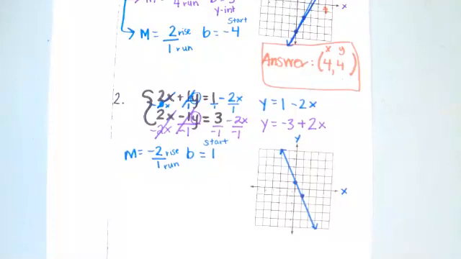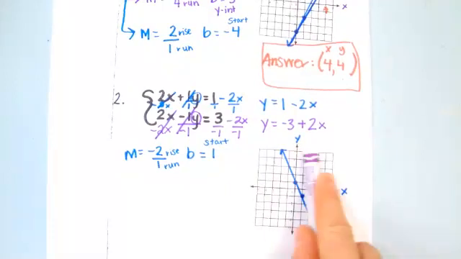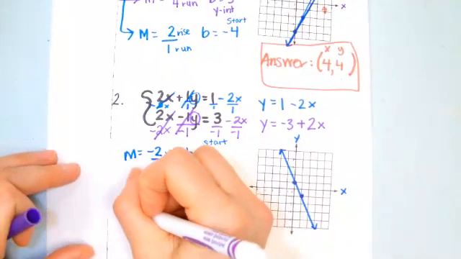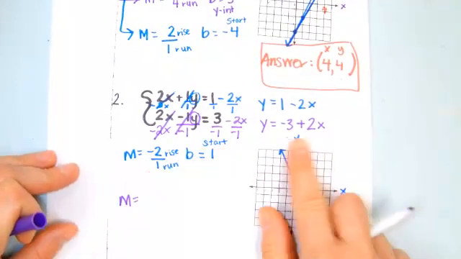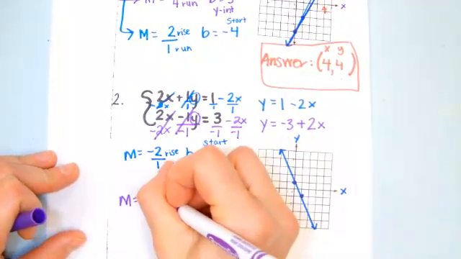Okay, now let's do the purple equation. So the purple equation is here. Our slope, in this case, the number next to the x, is now positive 2.